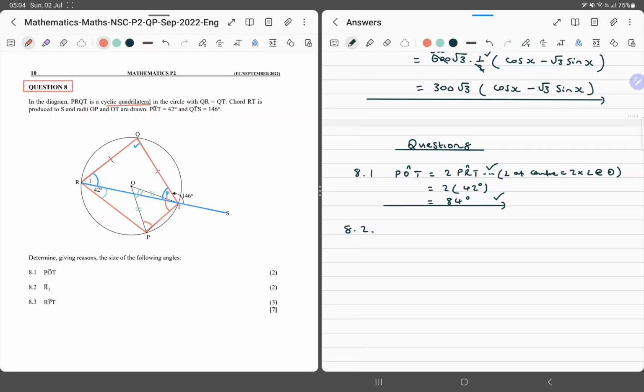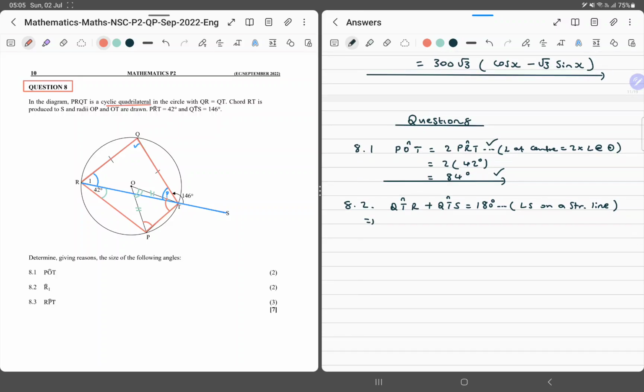Okay, we want R1. R1 is easy because we're going to have to use angles on a straight line. So first of all, we're going to say angle QTR plus angle QTS is equal to 180 degrees. Okay, these are angles on a straight line. Easy. So this implies that angle QTR plus 146 degrees is equal to 180 degrees.